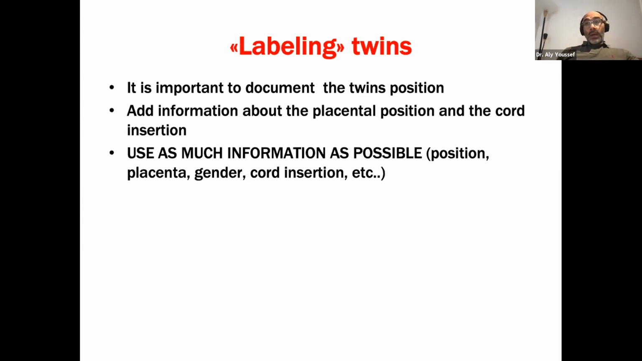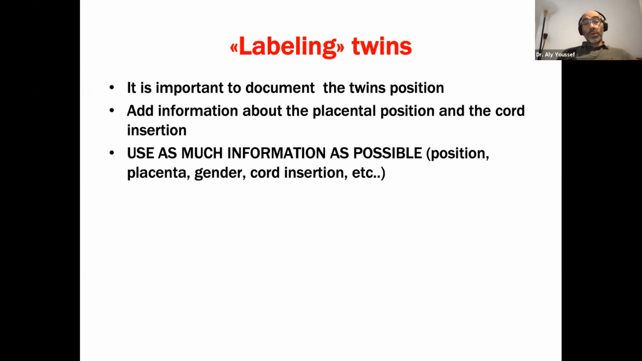And the parents should know that although we will do our best to label the twins, to know which one will be delivered first, in 10 to 15% of cases, a twin will deliver in an order different from what we labeled prenatally, especially by cesarean section.